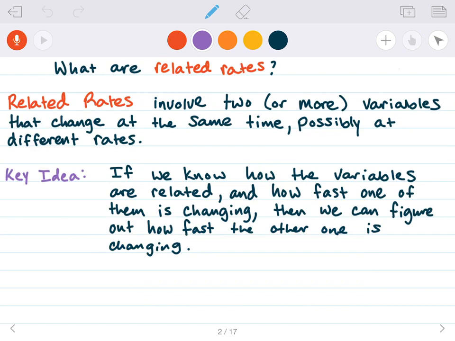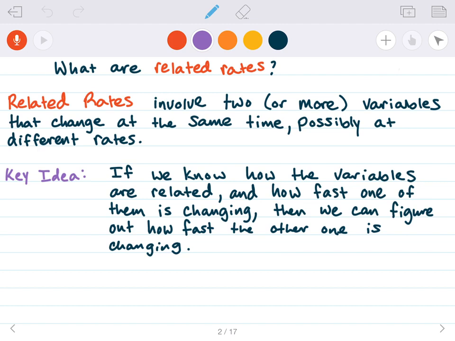So what are related rates? I just kind of alluded to this with the balloon. Related rates involve two or more variables that change at the same time, but possibly at different rates. Like the balloon, we had two variables, the volume and the radius, both increasing at the same time but at different rates. The key idea is that if we can come up with a formula with both variables in it, and we know the rate of one of them, then we can figure out the rate of the other one.